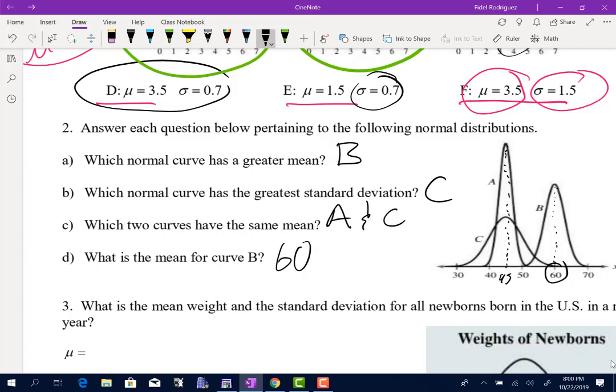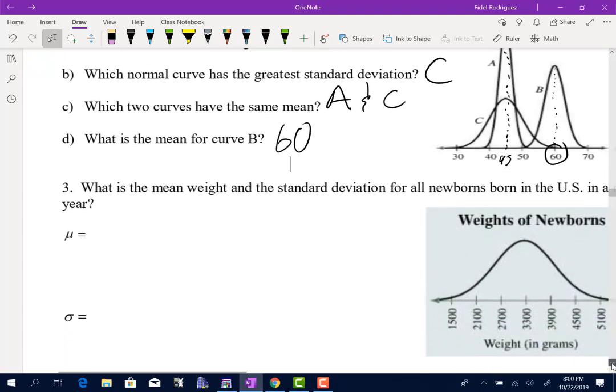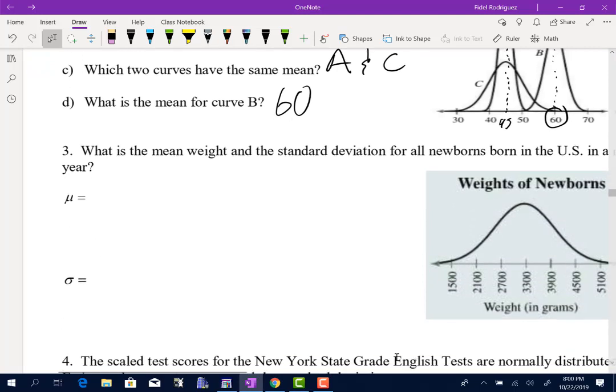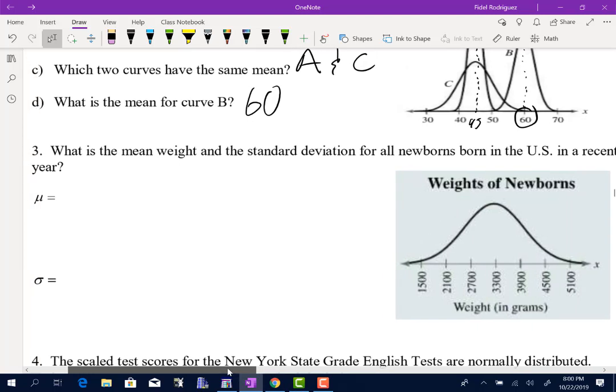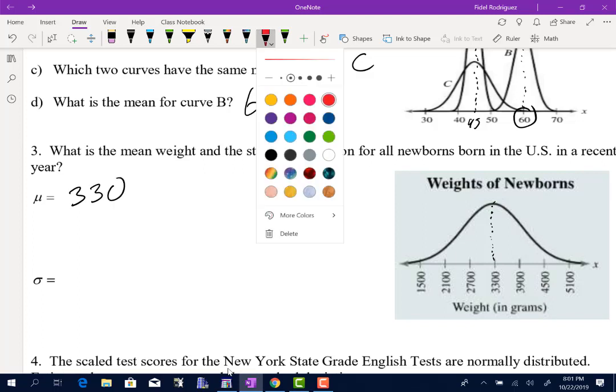Good. All righty. So now let's go ahead and scroll back down a little bit and see if we can figure out the next part. Okay, so let me move this over un poquito. All right, so number 3 says, what is the mean weight and standard deviation for all newborns in the U.S. in a recent year? Okay, so guys, we're going to scroll down here. What's our mean going to be? 3,300, right? Okay? Now, remember the next part we need to figure out. We need to figure out what's our standard deviation.